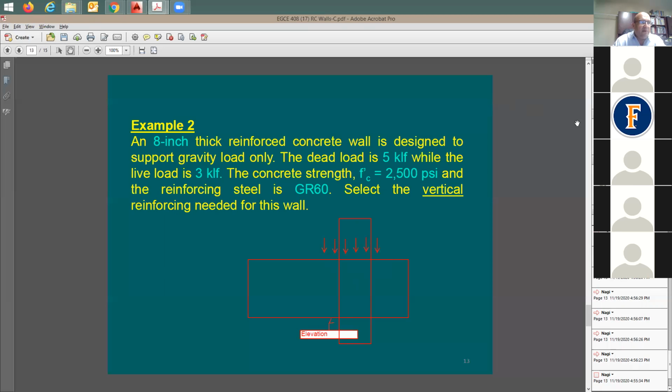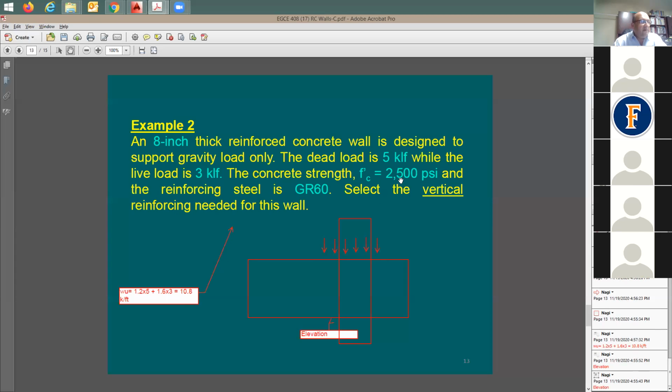So how about the ultimate load? Someone can help me here with the ultimate load. W ultimate equals to how much? 1.2 dead load plus 1.6 live load. How much is the dead load? 5. Plus 1.6 times what? 3. How much is this? 10.8. What units? Kip per foot of the wall length. Okay, good.